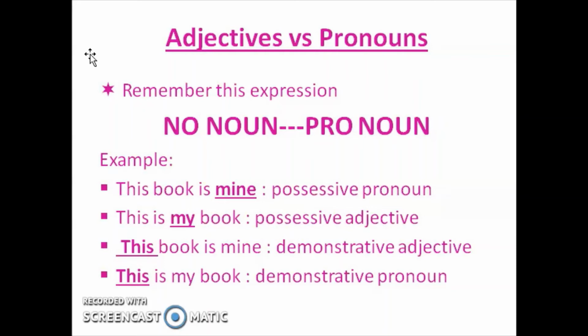In the second sentence, "This is my book." The word my is followed by the noun book, and hence because it shows possession and because it has a noun in front of it, we call it a possessive adjective.